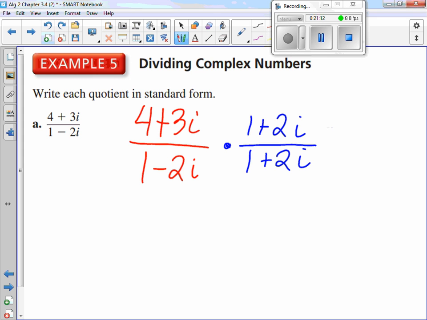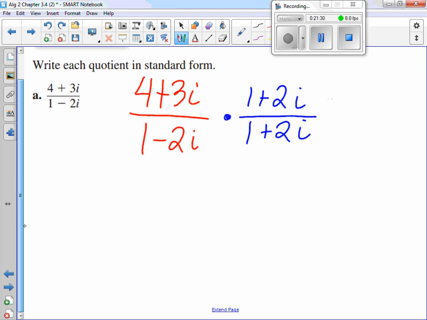Well, really, what is 1 plus 2i divided by 1 plus 2i? Anything divided by itself is what? 1. So really, what am I multiplying this thing by? 1. It's just a fancy 1. Because when we do this, the denominator should and will have no i terms left over. It should eliminate all the i terms.